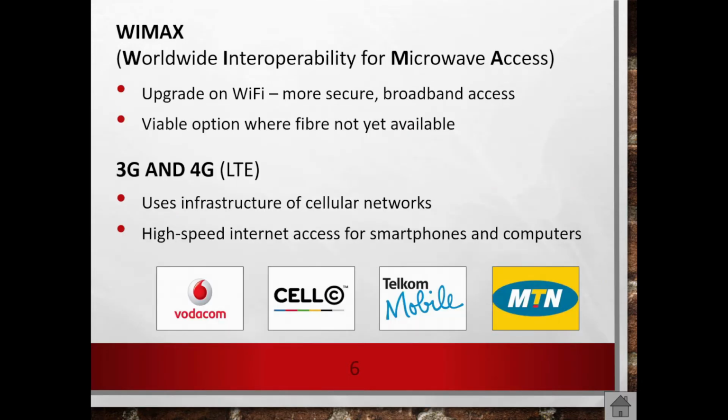Right. So we have then WiMAX. Worldwide interoperability for microwave access. You'll probably never be asked that. But anyway, just know WiMAX is just an upgrade on Wi-Fi. It's more secure. It's got a much wider range, broadband access, and it is viable where fiber is not yet available. There is also 3G and 4G.